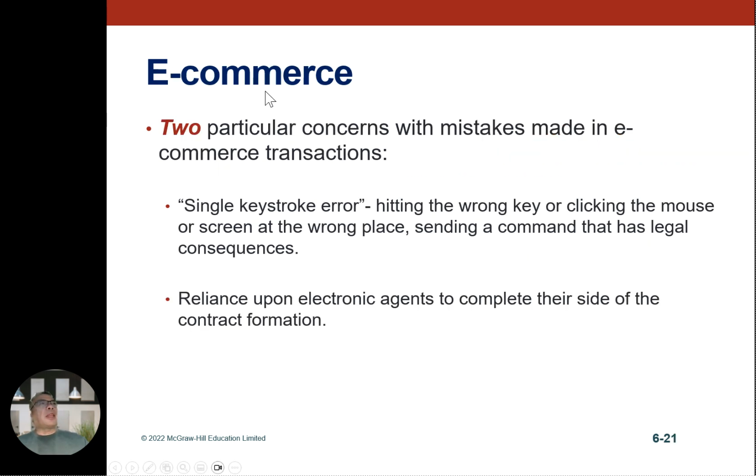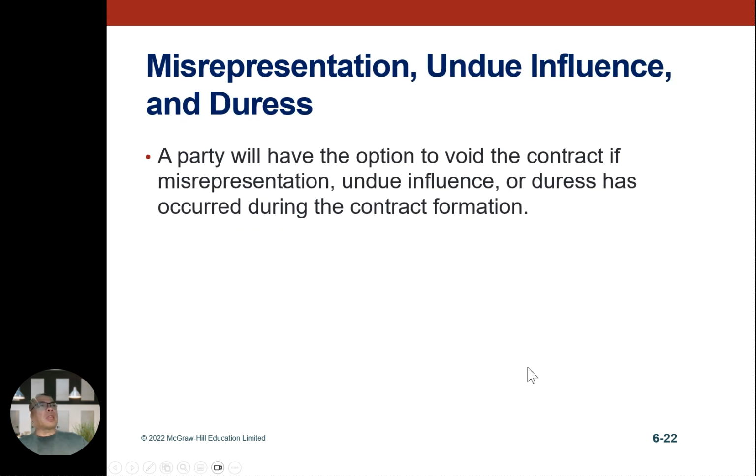In terms of e-commerce, there are two particular concerns with mistakes made in e-commerce transactions. A single keystroke error: hitting the wrong key or clicking the mouse on the wrong place on screen, sending a command that has legal consequences. That is the most particular in e-commerce. Also relying on a software agent to complete their side of the contract formation. So be careful in e-commerce.